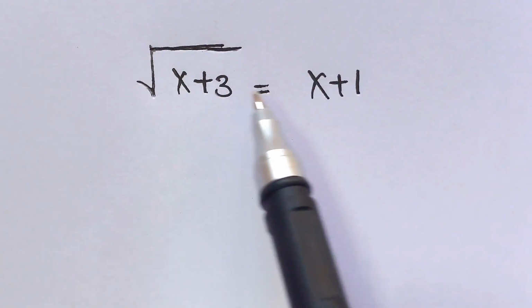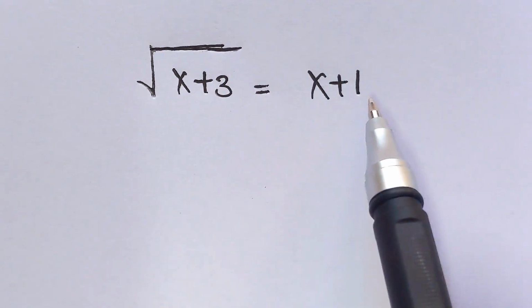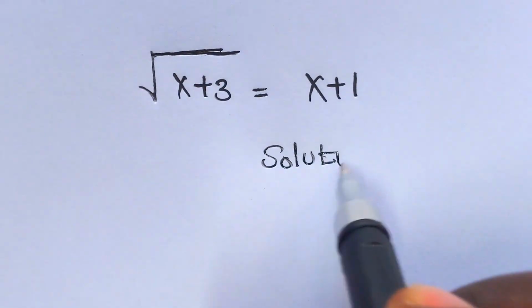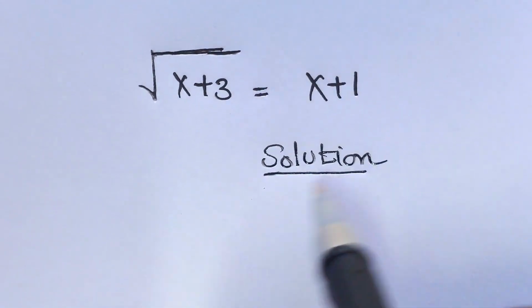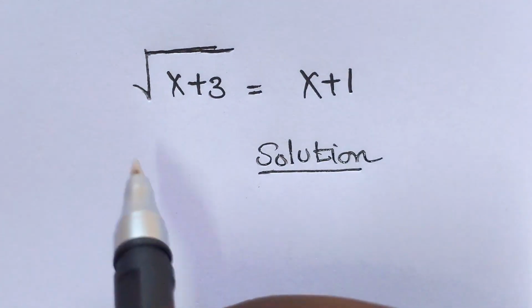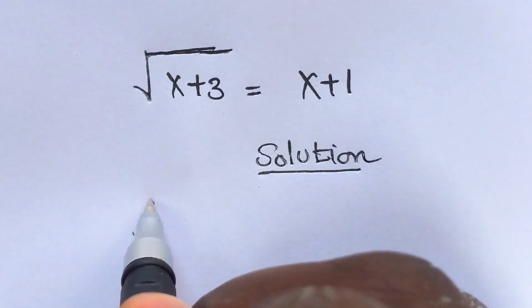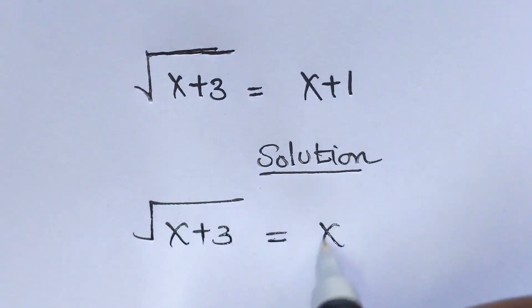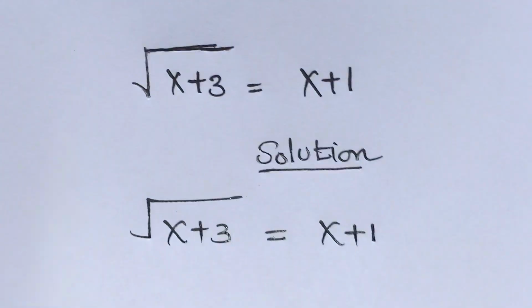Today's video, we have a radical question where the square root of x plus 3 is equal to x plus 1. Let's provide a solution to this question. We have it right here, very quickly by copying: square root of x plus 3 equals x plus 1.